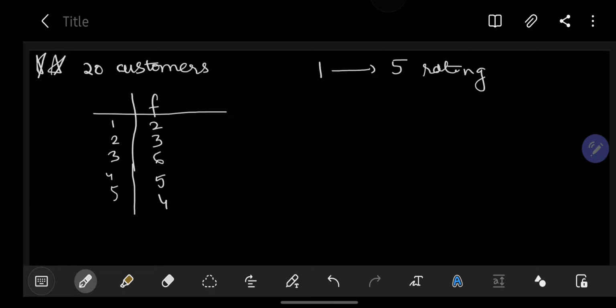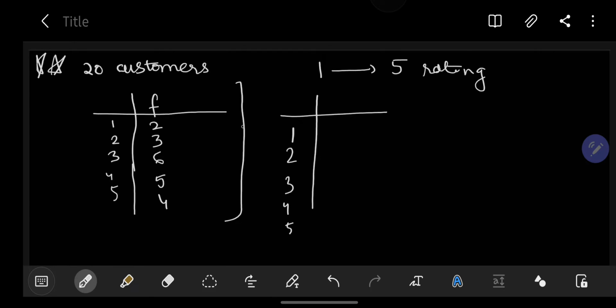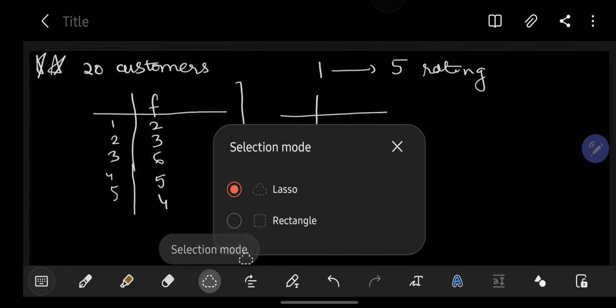What I wanted to tell you guys is, let us just neglect this data at first. Let us suppose we didn't know the frequency here. So again, 1, 2, 3, 4, 5. Don't look at this part, let me just remove it for a second.